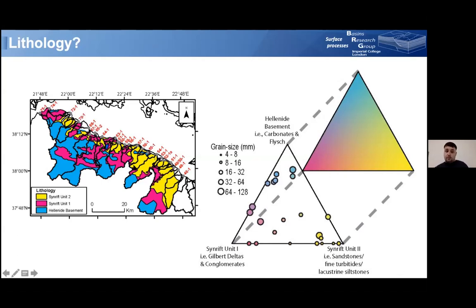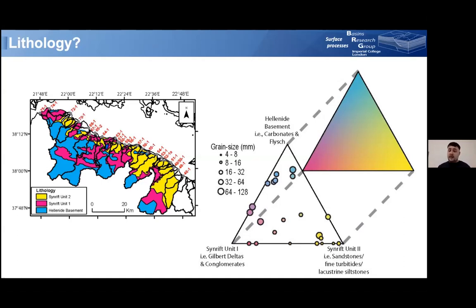What I did was I took each catchment and plotted them within a ternary diagram where each apex is 100% of one lithology. I then color-coded them to a cyan magenta plot to make it easier to see and scaled them for their D84. Now, the take-home message is that there seem to be much smaller points in the Sinriff Unit 2 corner and much bigger points in the Hellenite basement and Sinriff Unit 1 area. So this implies to me that lithology might be having some control.